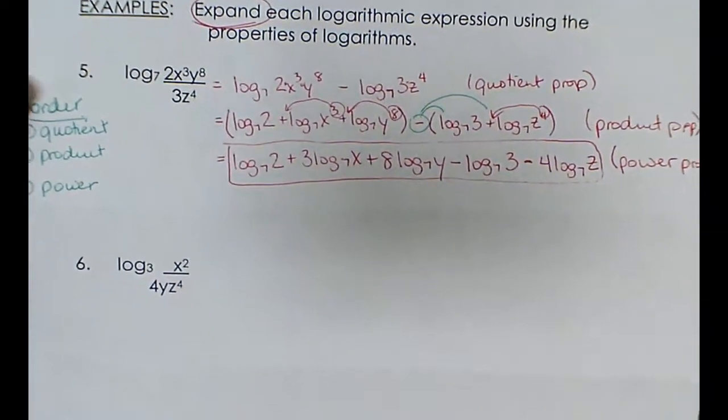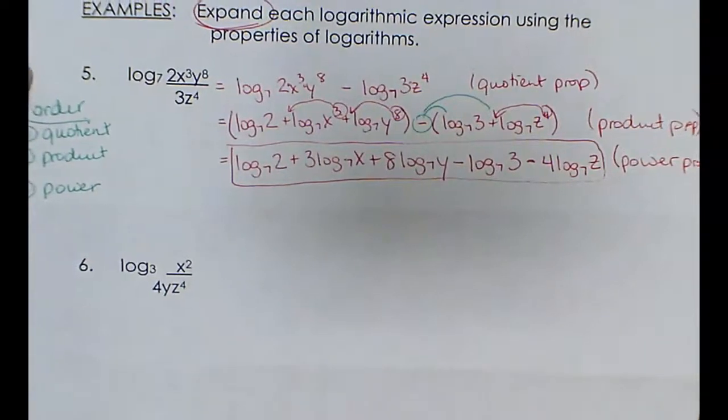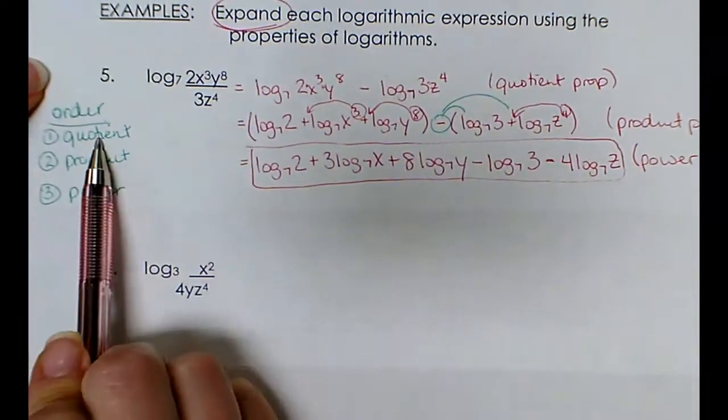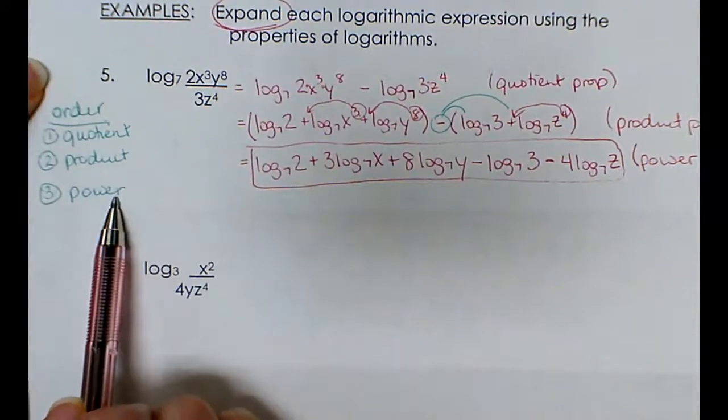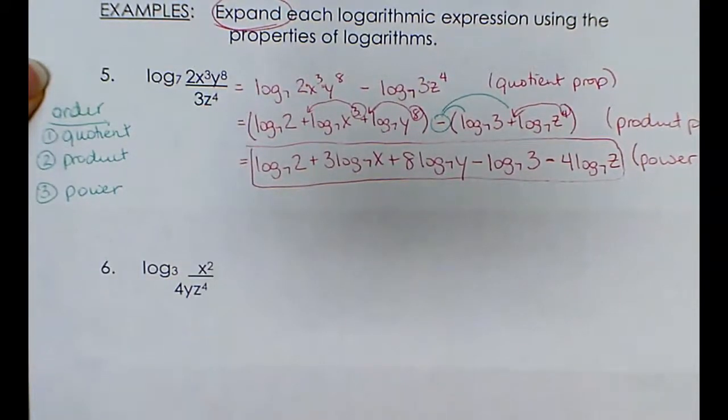So what I'd like for you to do is pause your video and try number 6 using the same order that you see here: quotient property, product property, power property. You should probably have 3 lines of work, 1 for each property that you're using. So pause your video and try number 6.